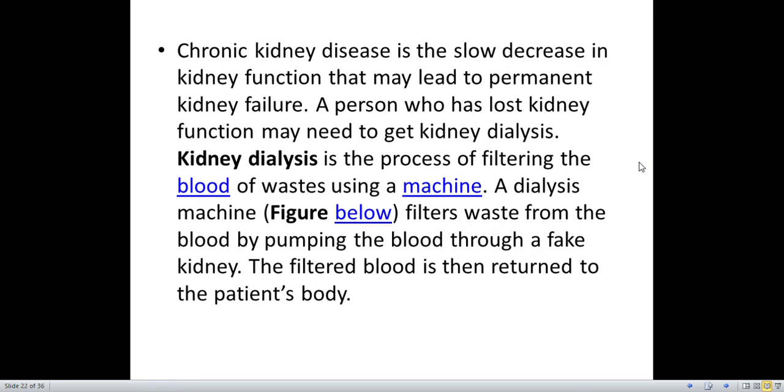Chronic kidney disease is the slow decrease in kidney function that may lead to permanent kidney failure. A person who has lost kidney function may need to get kidney dialysis. Kidney dialysis is the process of filtering the blood of wastes using a machine. A dialysis machine filters waste from the blood by pumping the blood through a fake kidney. The filtered blood is then returned to the patient's body. I will show you a picture of a machine which is used to do dialysis.